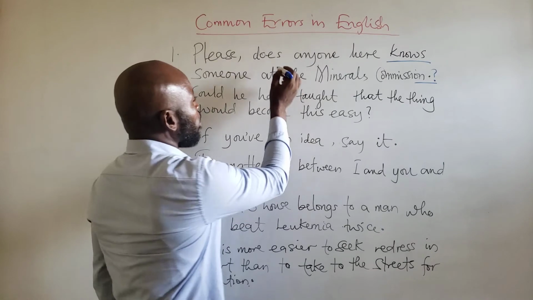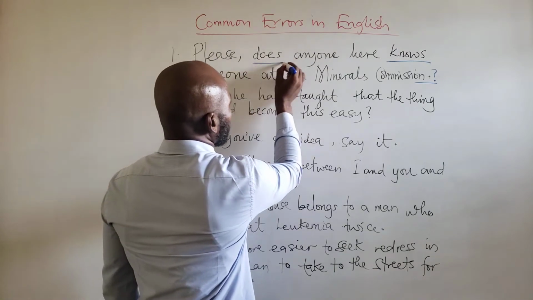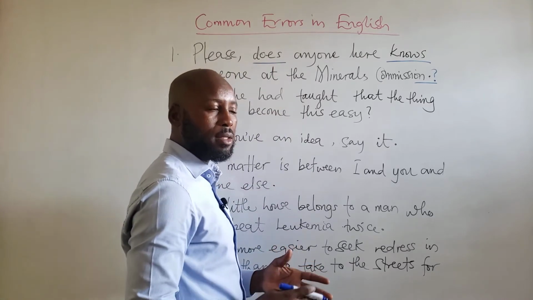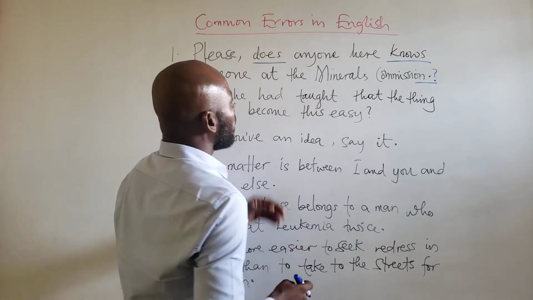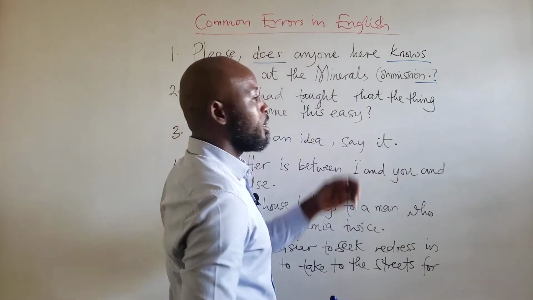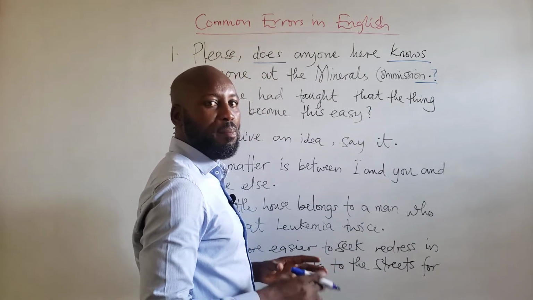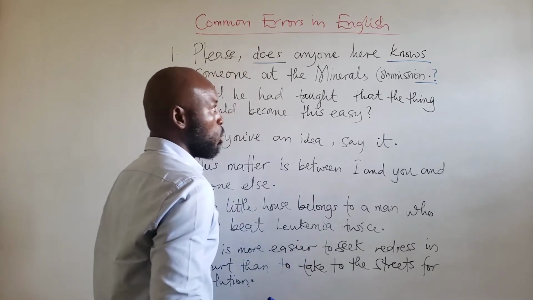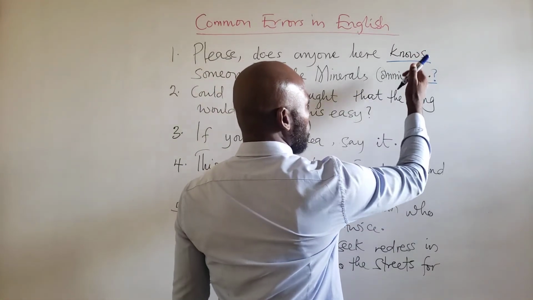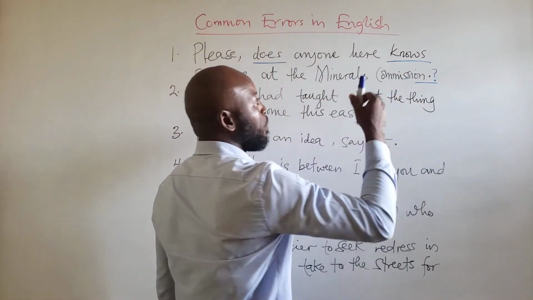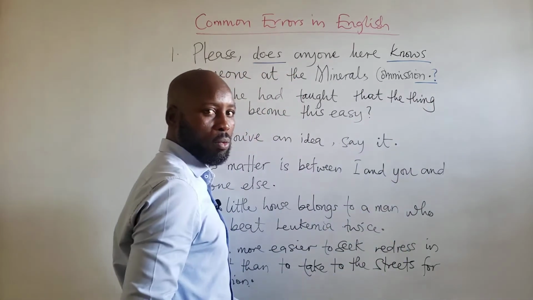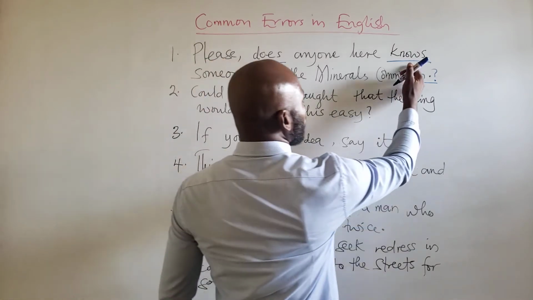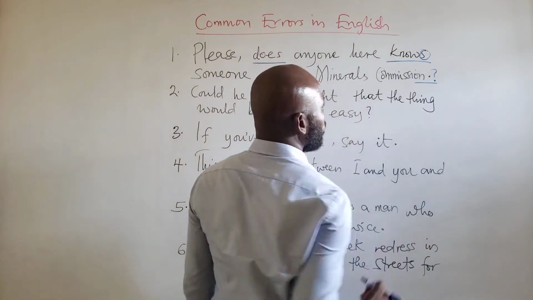Whenever we use any of the forms of the word do, whether it is do, does, or did, to assist a main verb in a sentence, the main verb maintains the to infinitive. So it does not take the past participle or the present participle. It doesn't take any of those forms. It maintains its form. So please, because of the word does, knows must be changed to what?